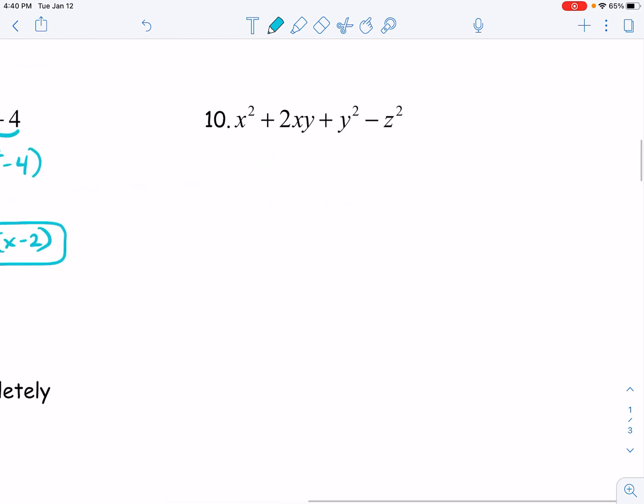And the last one. We do not see a GCF. And this one looks a little bit different. It is 4 terms. However, notice that I have like 3 different variables. I have x's, y's, and z's. That's something strange that we haven't really seen before yet. So what I want you to do is look at these first 3 terms.